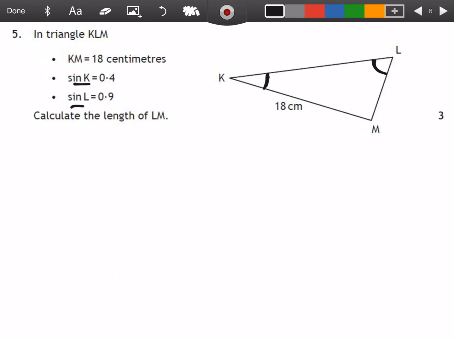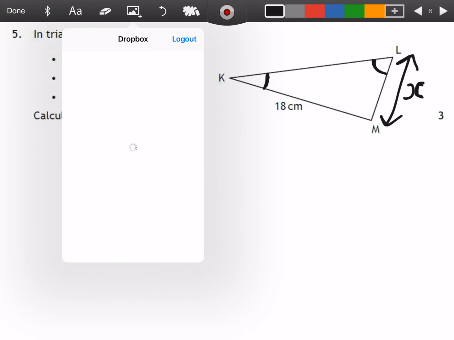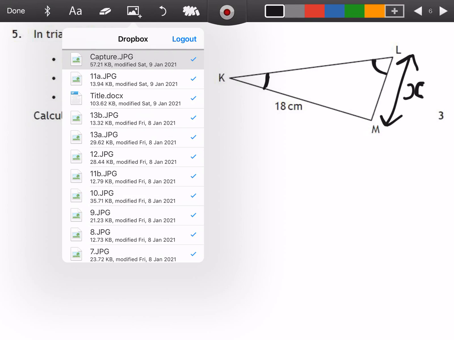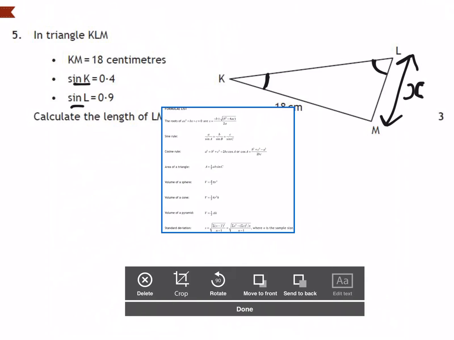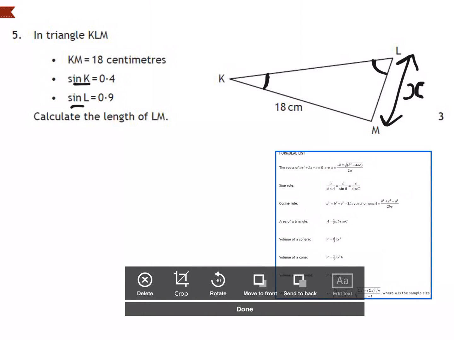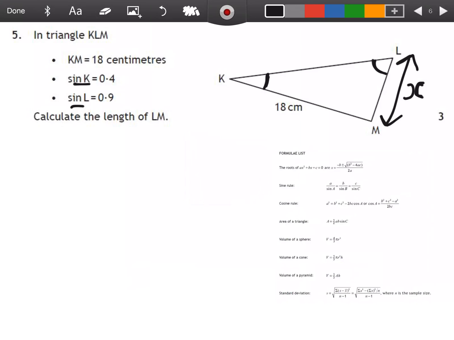What are we trying to work out? We're trying to work out LM, which is a line that goes from L to M. I'll call it X. Sometimes they might put a wee letter on it, sometimes they don't. When you're doing trigonometry, you've got your sine rule and your cosine rule. I should have had the wee formulas here. Let's see if we can do this. A wee bit of magic. Ta-da! Down here, we've got the sine rule and the cosine rule.